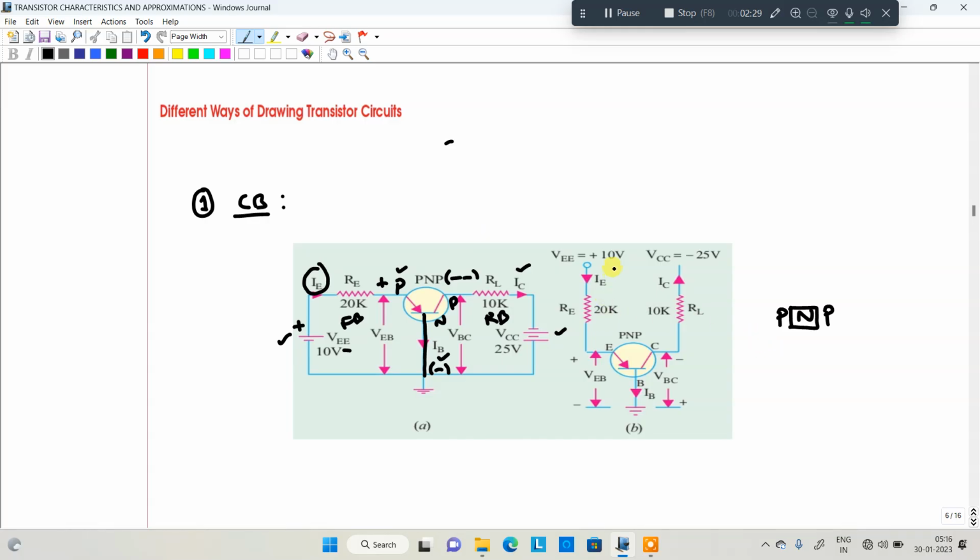So this is the diagram I am going to represent. VEE is plus 10 volts and VCC is minus 25 volts. Those are connected to the emitter and the load or collector resistance, and the base is connected directly to ground. The notations are IE current, IC current, and IB current. VCB and VEB are the voltages we have. Clear? This is the common base configuration notation.